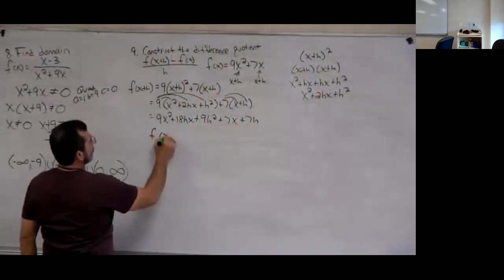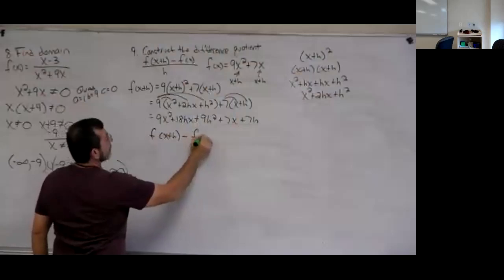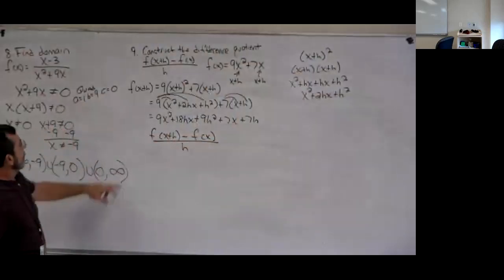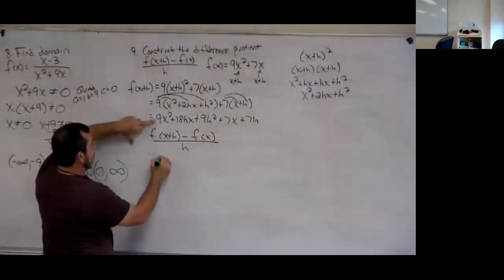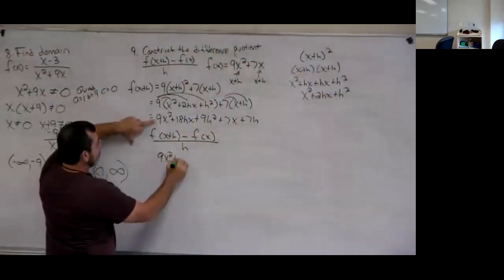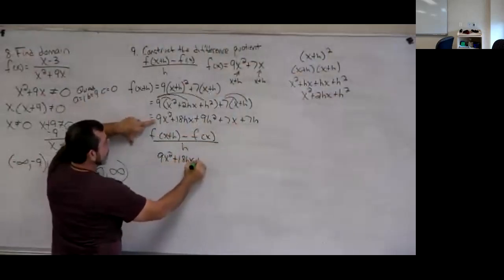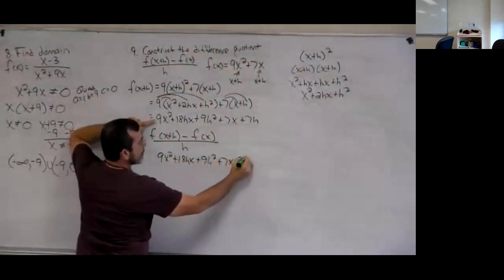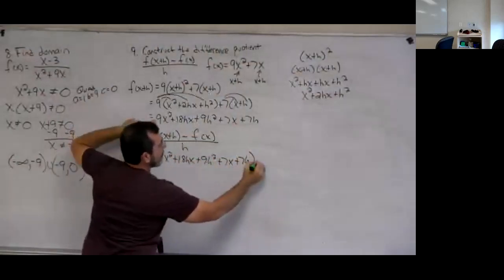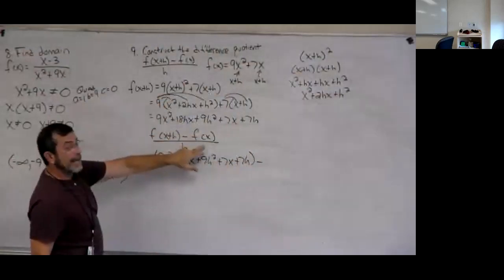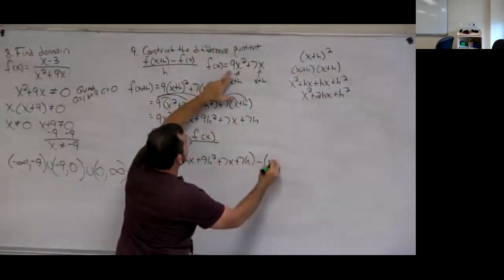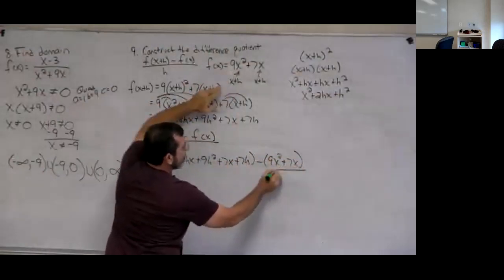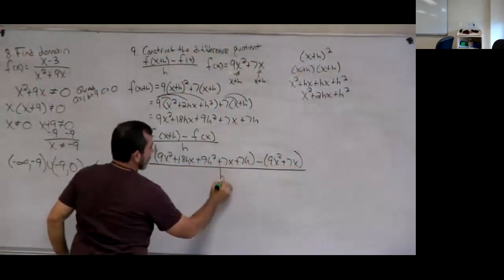So I'm going to start replacing the f of x plus h minus the f of x over h. I know f of x plus h now. I just found that. That is 9x squared plus 18hx plus 9h squared plus 7x plus 7h. Minus f of x they gave us. F of x is 9x squared plus 7x. All this over h.